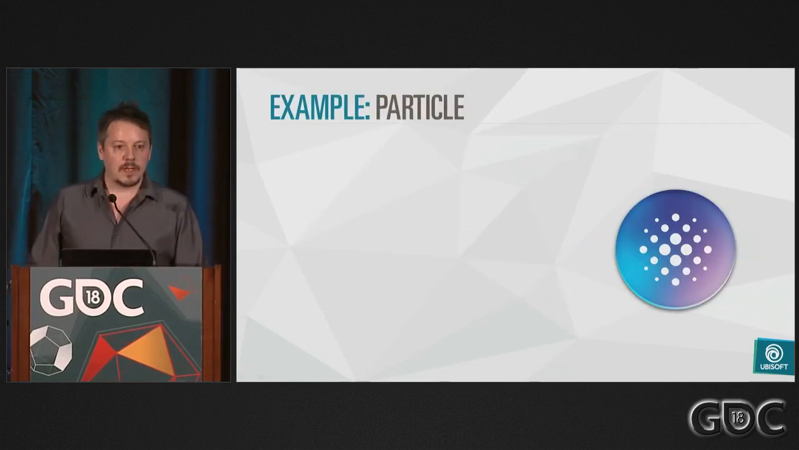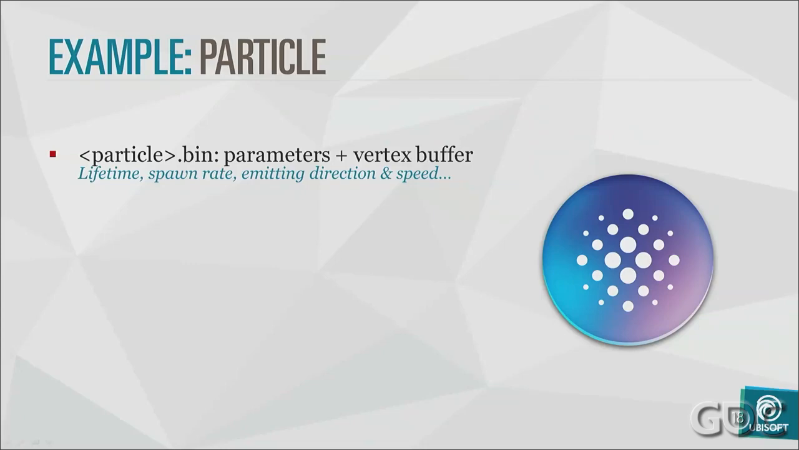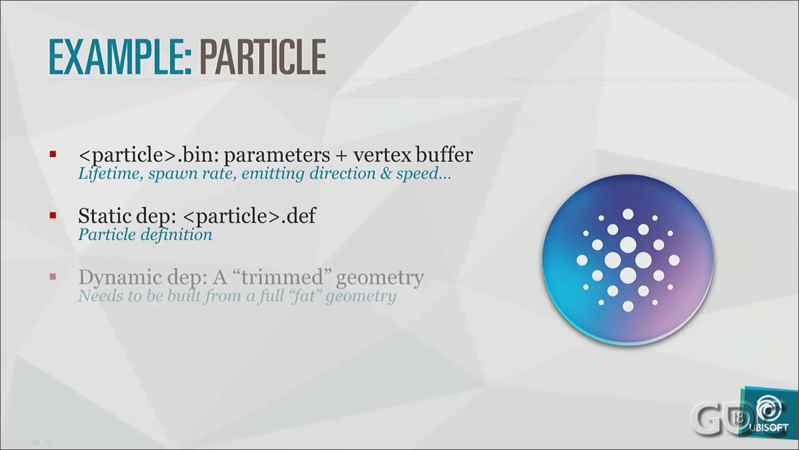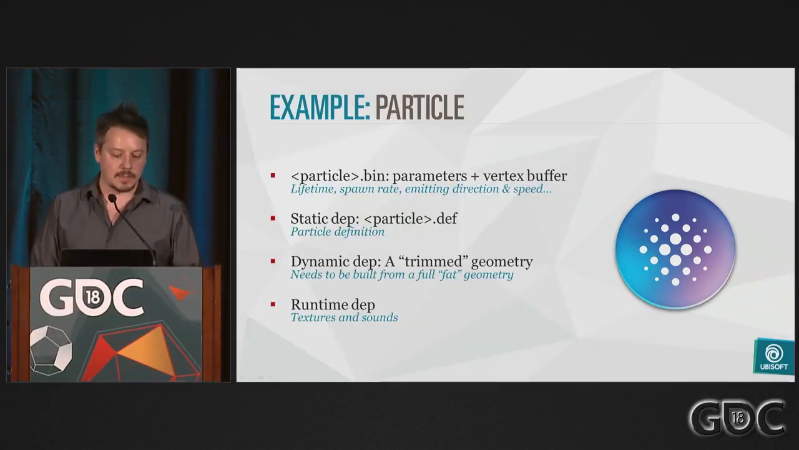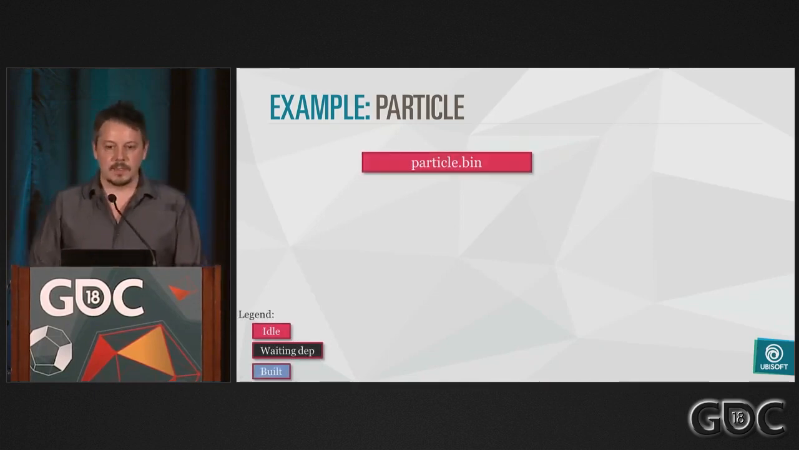So let's go through a real-life example to see how building an asset would unroll within our system. Imagine the asset is an output file we can call particle.bin that consists of some parameters and a vertex buffer. The static dependency will be the definition file, and the dynamic dependency will be the trim geometry, as we said before. And we may have some runtime dependencies that would be textures and sounds. So what the user asks would be just: build me this asset.